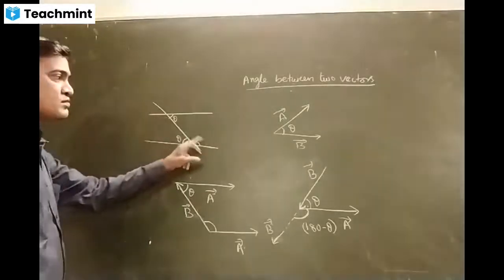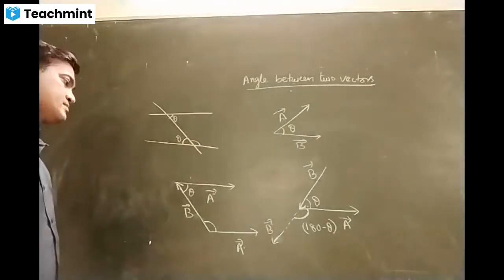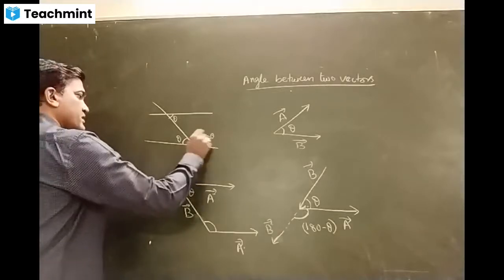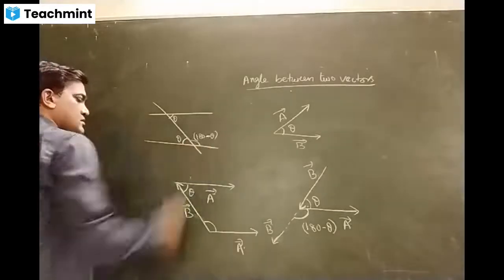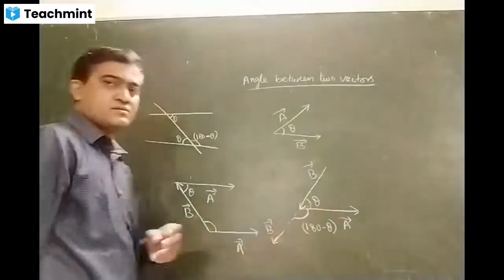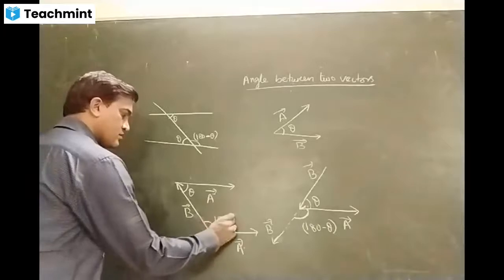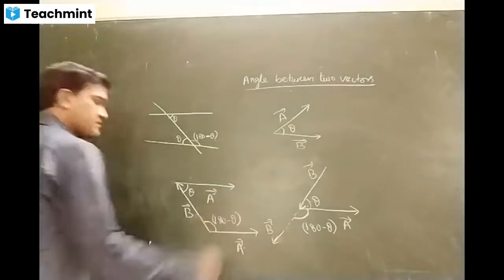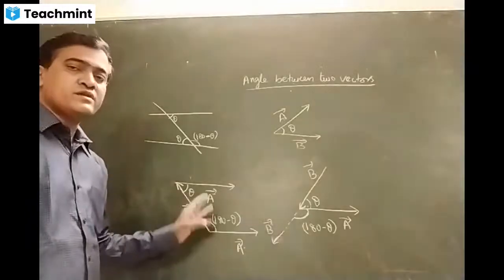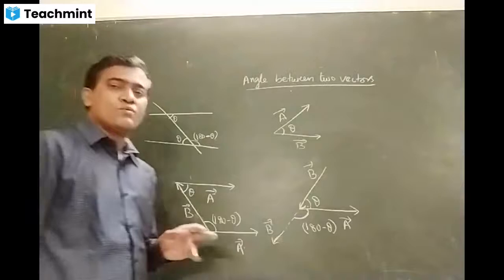If this is theta, what about this angle? 180 minus theta. Yes, sir. 180 minus theta. Now what we got? 180 minus theta is the angle between A bar and B bar. So what should be the angle here? 180 minus theta. Now if I ask you the angle between A bar and B bar, then what should be the answer? Answer should be 180 minus theta.